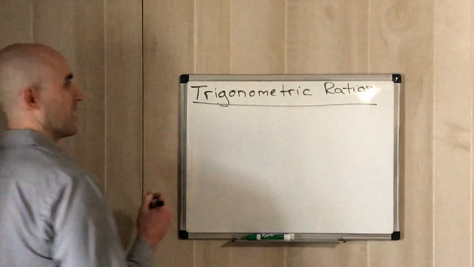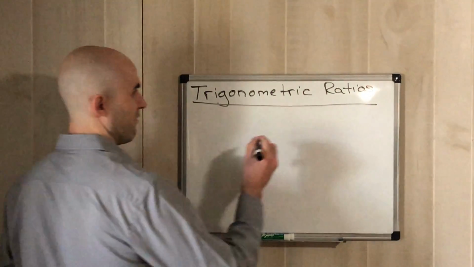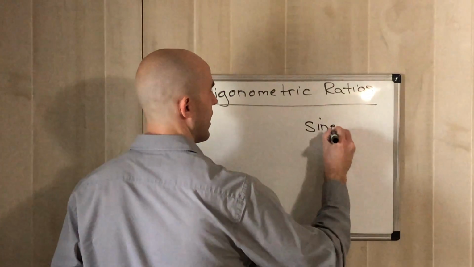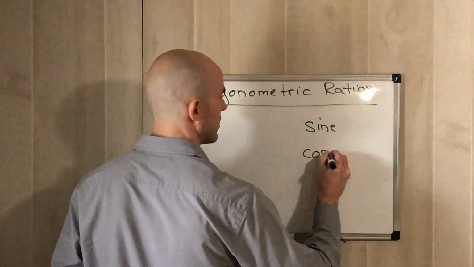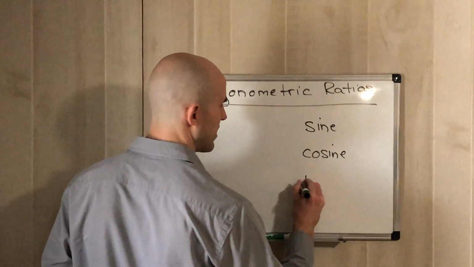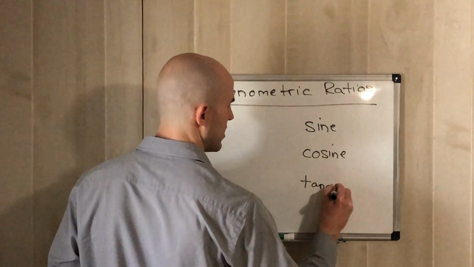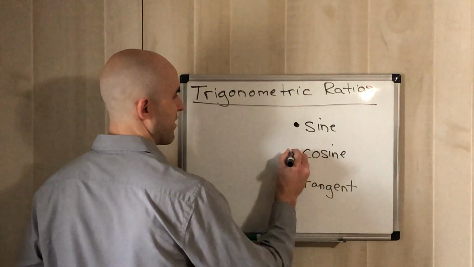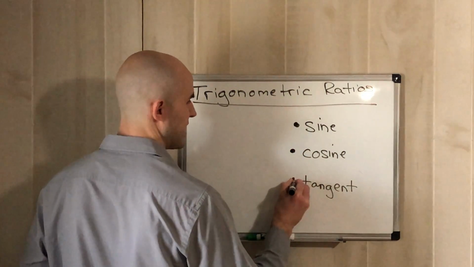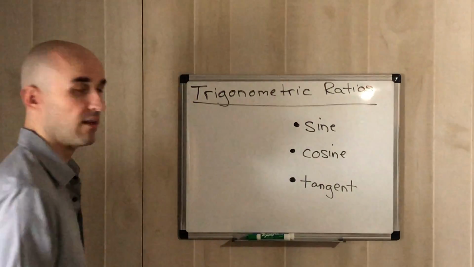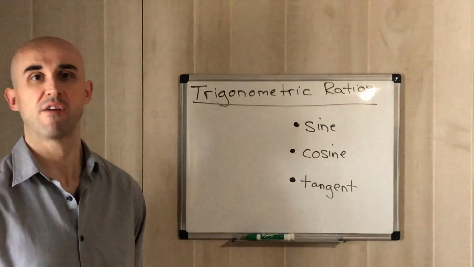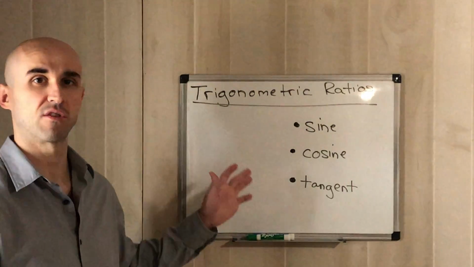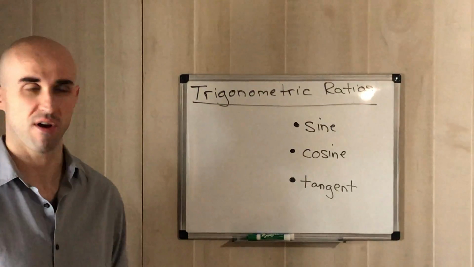So when we're talking about trigonometric ratios, we're talking about three of them. We're talking about something that's called sine, right? Cosine, and tangent. These three trigonometric ratios all relate to a right triangle. Again, we've been working with right triangles now for a few weeks. Trigonometric ratios can only be applied to right triangles. It can't be any other triangle, right?